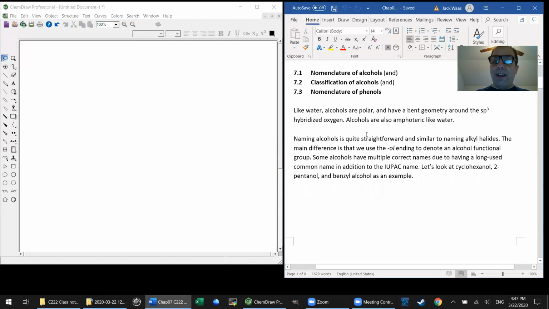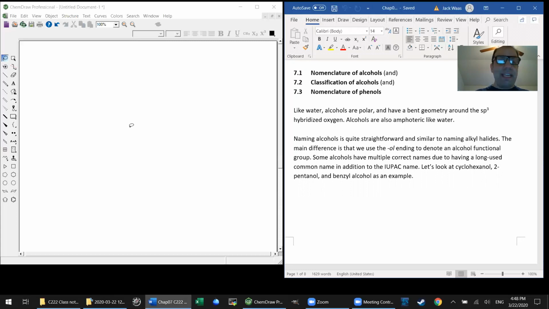Now, first of all, alcohols, of course, are polar. And that means that the oxygen being sp3 hybridized will wind up having a bent geometry. The oxygen is still built on a tetrahedron, just like any other sp3 hybridized atom. But what you'll find is the two bonds, one to carbon and one to hydrogen, will go to two of the corners of the regular tetrahedron. And at the other two corners of the tetrahedron, you'll find the two lone pairs of electrons on the oxygen.